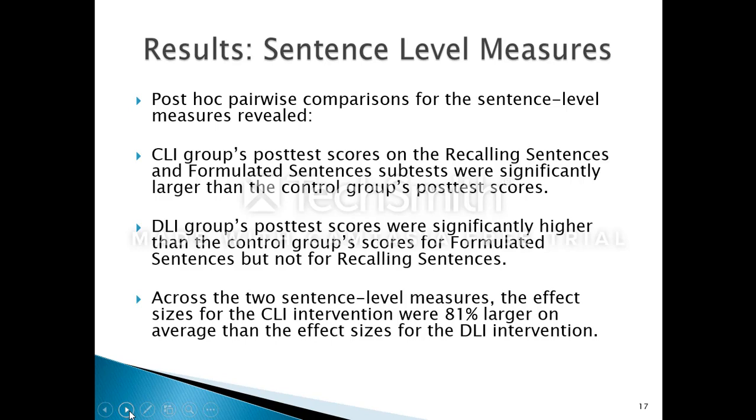Okay, and across the 2 sentence level measures, the effect sizes for the contextualized language intervention were 80% larger on average than the effect sizes for the decontextualized language intervention.